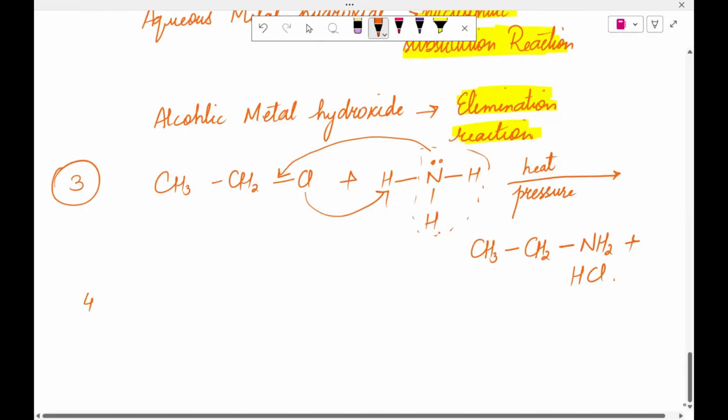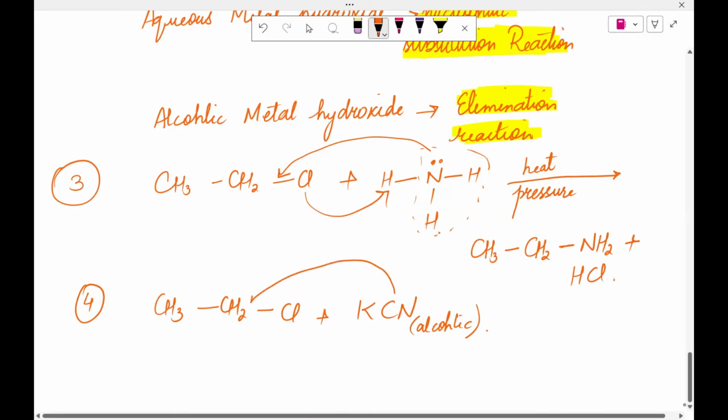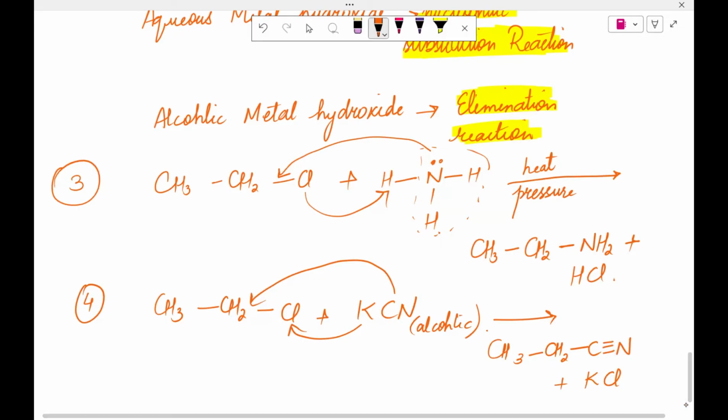So now we have another reaction, and that is CH3CH2Cl, and now potassium cyanide, in alcoholic state, is reacted with it. So what is going to happen here? This CN will move to this place, and K would react with this Cl. So it would form again a substitution reaction, CH3CH2C. We know carbon and nitrogen have a triple bond, like this, and it is going to form KCl. Is that clear?